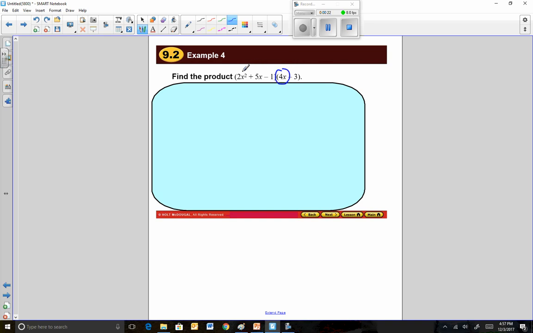So 4x times 2x. 4 times 2 is 8. And x to the first, x to the first gets me x to the third. 4x times 5x. So 4 times 5 gets me 20. And x times x gets me x to the second. 4x times negative 1. Well, 4 times negative 1 is negative 4, and we can't forget the x.